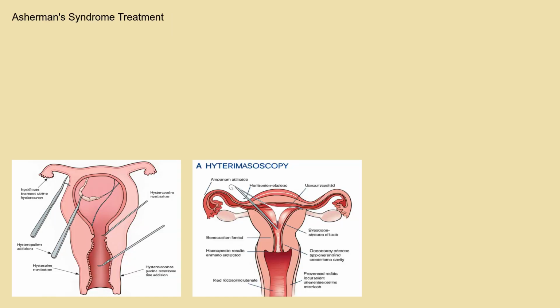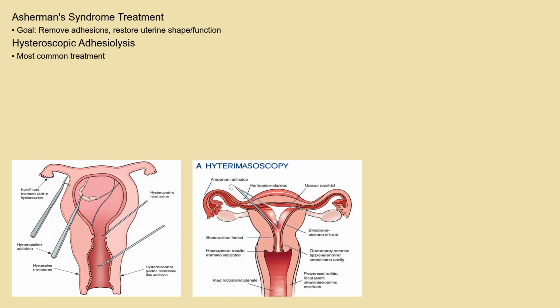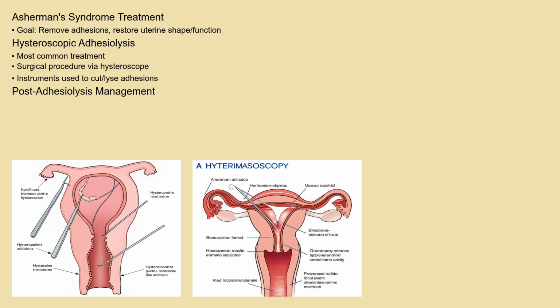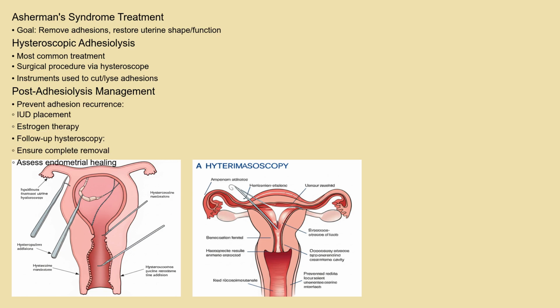The primary goal of treatment for Asherman syndrome is to remove the adhesions and restore the normal shape and function of the uterine cavity. The most common treatment method is hysteroscopic adhesiolysis, a surgical procedure performed through the hysteroscope. During this procedure, specialized instruments are used to carefully cut or lyse the adhesions. Following adhesiolysis, measures are taken to prevent the recurrence of adhesions. This often involves the placement of an intrauterine device, or IUD, and/or the administration of estrogen therapy to promote endometrial growth. Follow-up hysteroscopy may be necessary to ensure complete removal of adhesions and assess endometrial healing. Management also addresses underlying causes like infections.